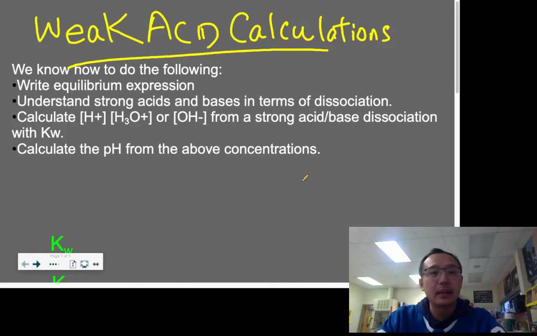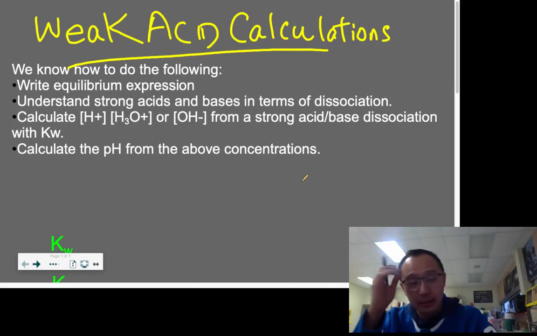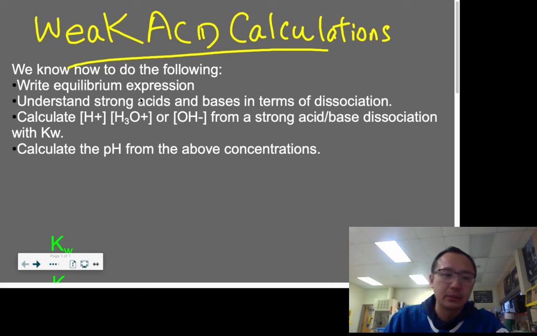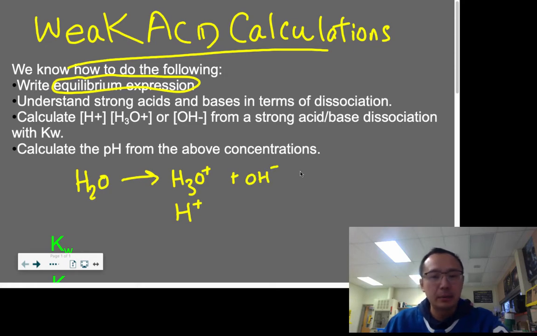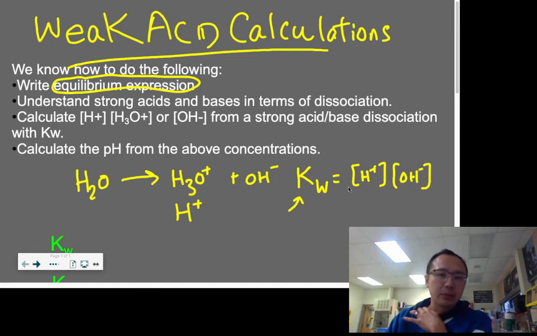Okay, let's look at how we calculate weak acid calculation. At this point, you should know how to write the equilibrium expression, as in when we have equations such as this, like how water dissociates into your hydronium ion or your proton. So I'll just write both of these as hydroxide ions. You should know that the equilibrium constant, or the Kw, is the H plus or H3O plus times OH minus, and that's your equilibrium expression.